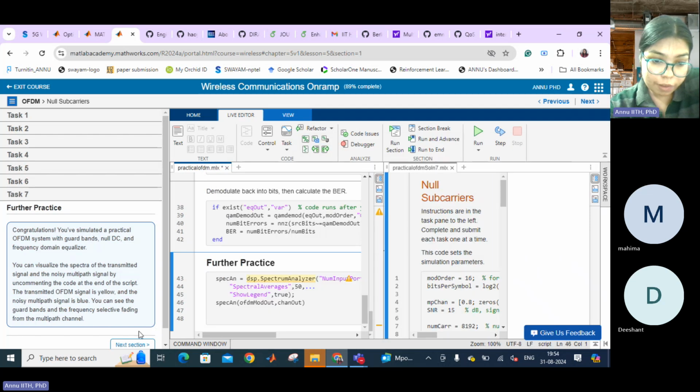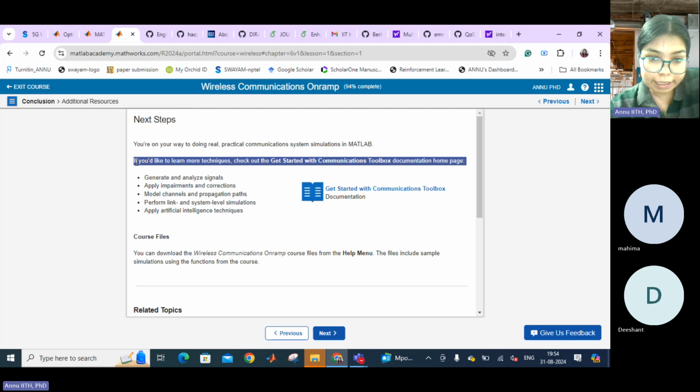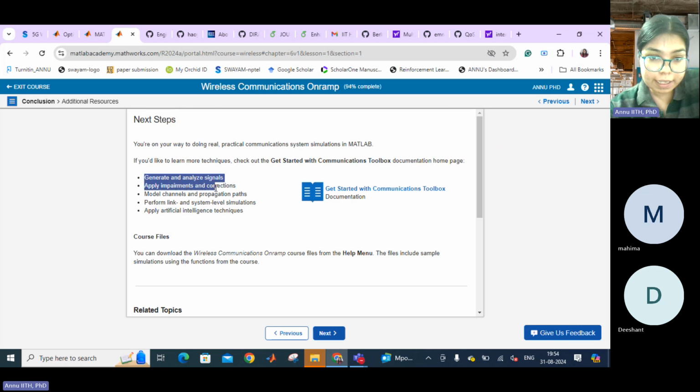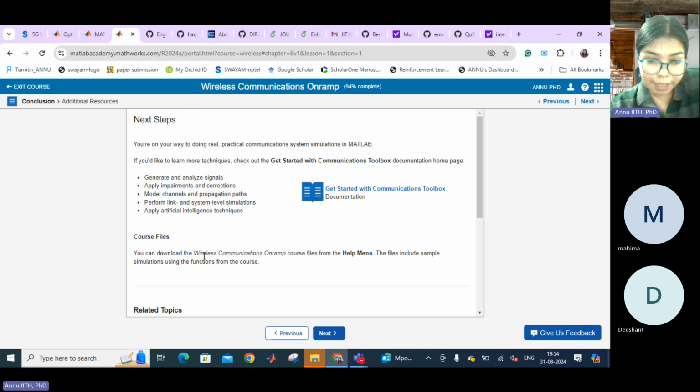Okay. So there are a few sections, I think. Now, if you want to do real or practical communication system work using MATLAB and would like to learn the techniques, check out the Communications Toolbox Get Started: generate and analyze signals, apply impairments and correction, model channels and propagation effects, perform link level simulation, apply artificial intelligence techniques. You can download the wireless communication onramp course files from the Help menu. These files include the sample simulations for the functions of the course.